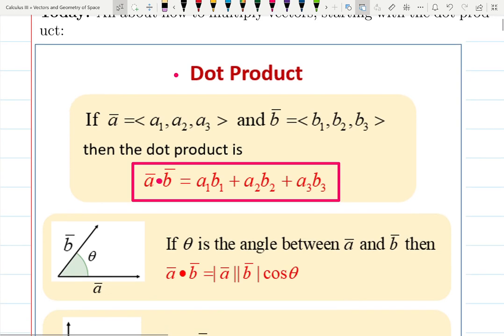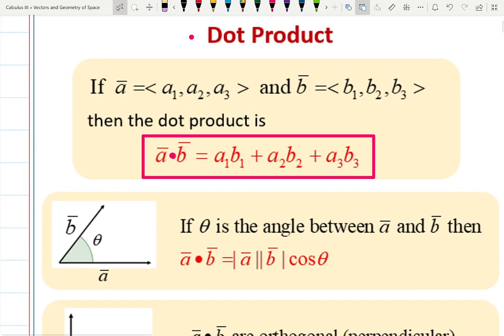One more formula. You can check the derivation of the formula in your book, but basically it uses a right triangle, and through the right triangle it uses cosine. So dot product can be found as the size of A, magnitude, remember, times the size of B, times cosine of the angle between them. So that's one more formula we'll be using.